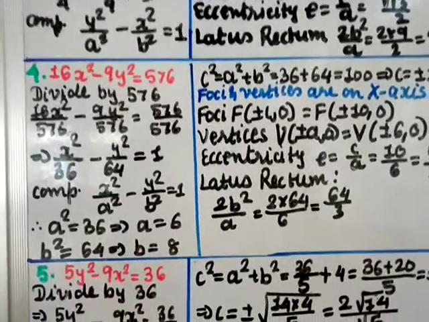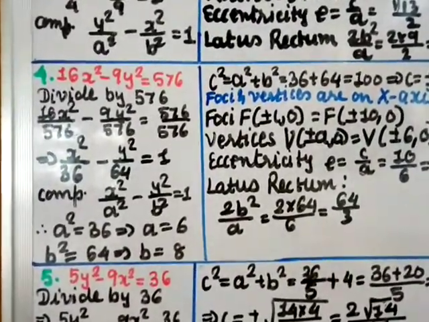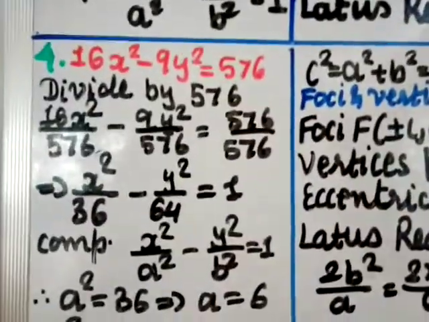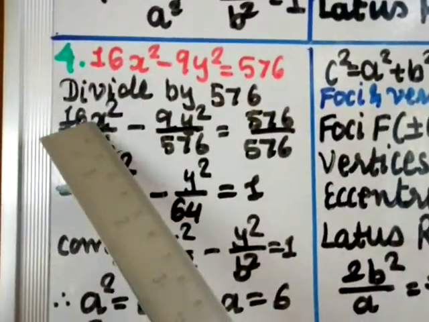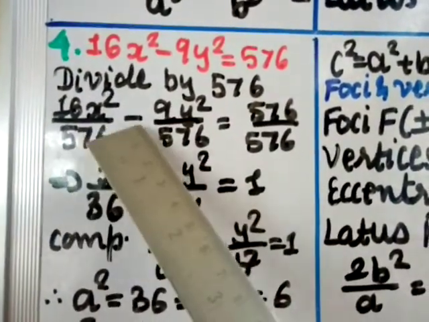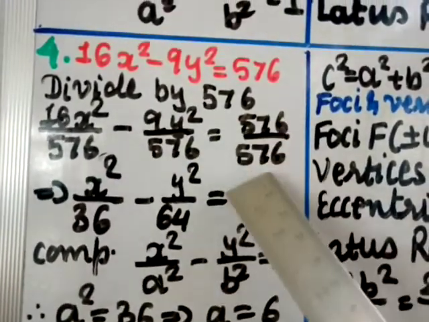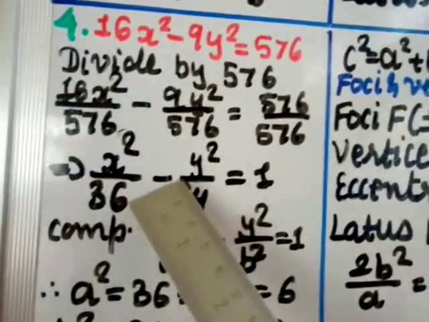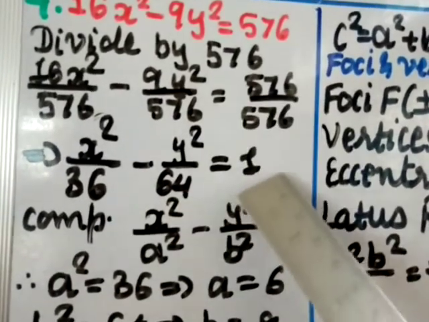Question number 4. 16x square minus 9y square equal to 576. Again, this is not in the standard form. In the standard form, the right side should be 1. So divide each term by 576. Here, 16x square by 576 minus 9y square by 576 equal to 576 by 576. When you cancel, you get x square by 36 minus y square by 64 equal to 1.